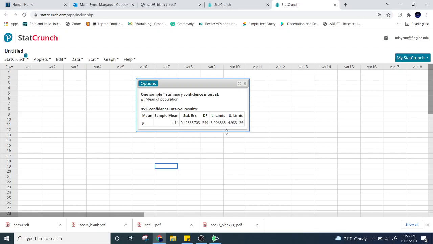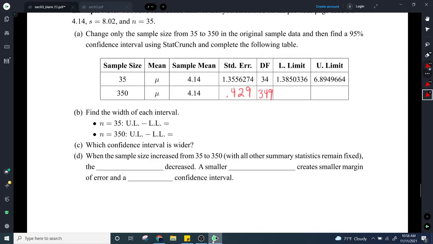4.98. We'll go with those numbers. So 3.30 and 4.98. So find the width of each interval. For the lower interval, let's go ahead and calculate these. So the width of the n equals 35, and when n is 35, that gave me 6.89.